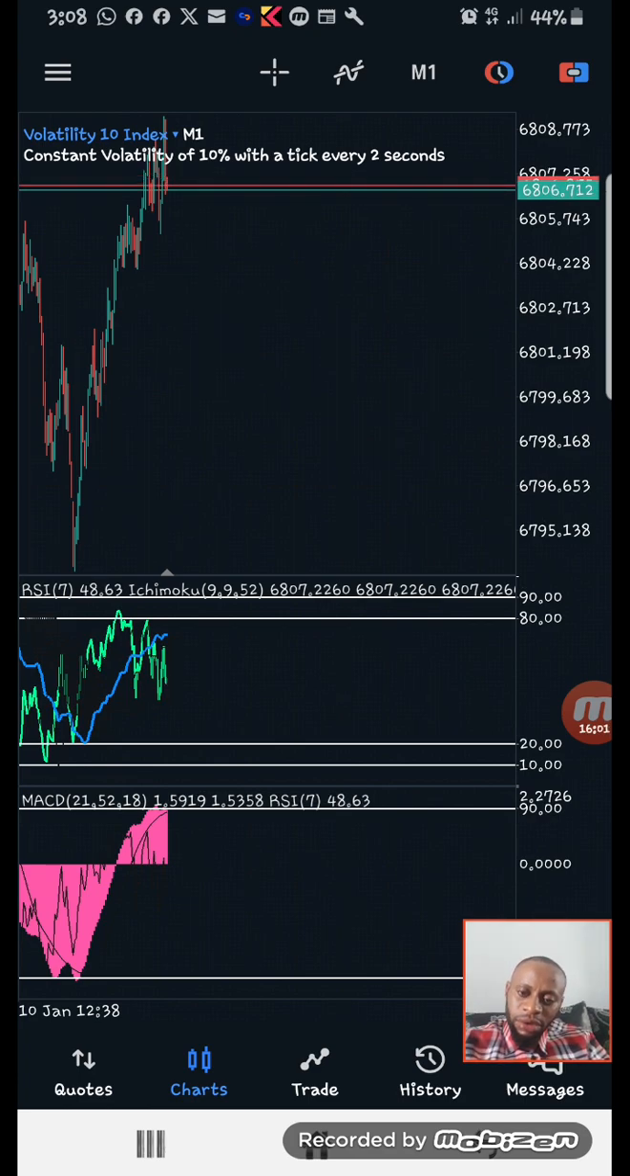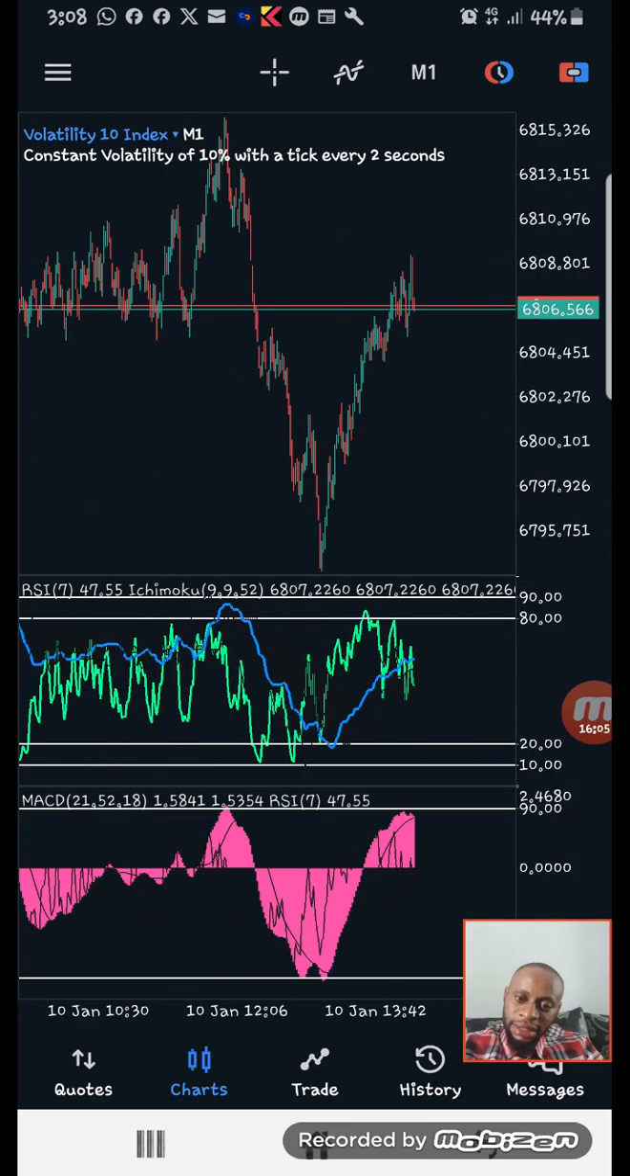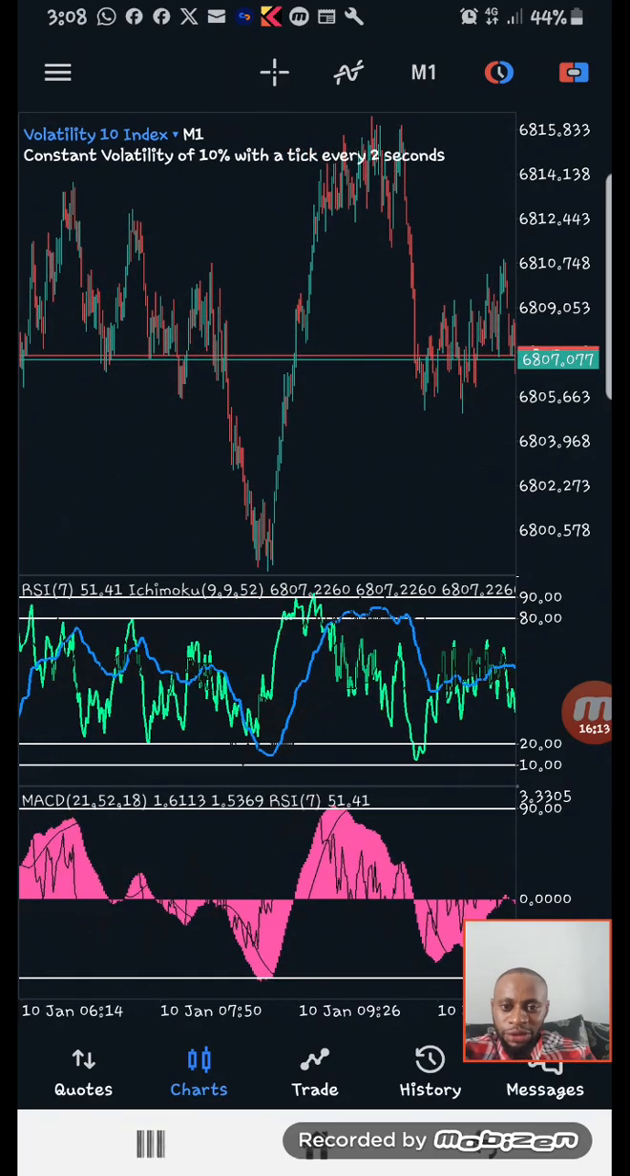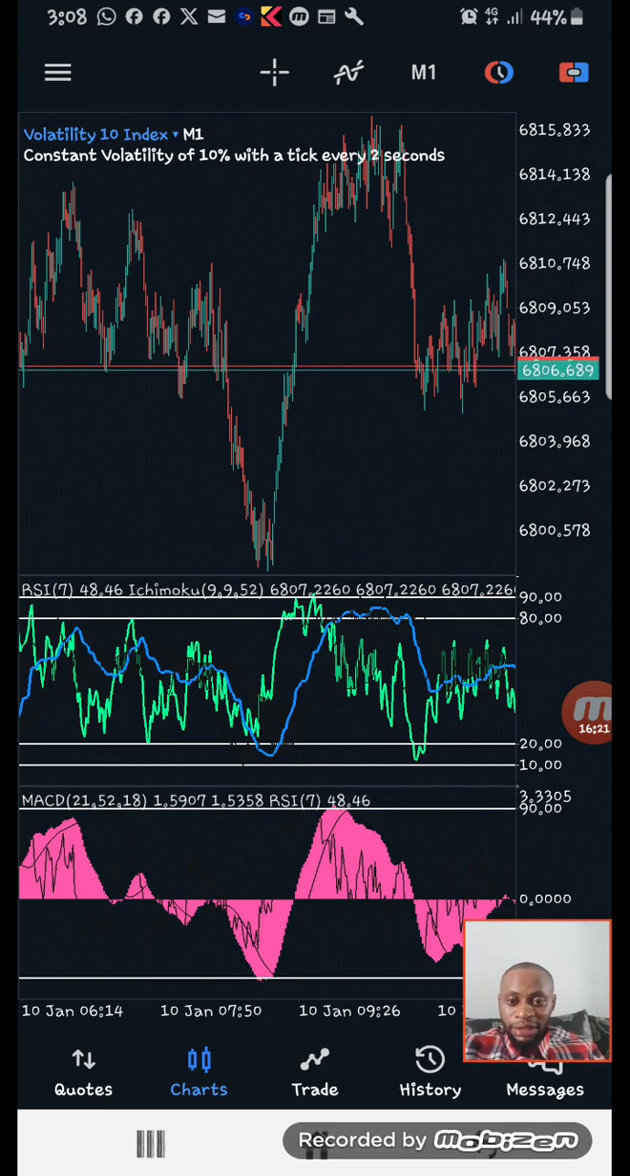If the MACD line is there and the Ichimoku is not in position, but the RSI is in position, you can as well enter the trade. If RSI aligns with you, you can go ahead and enter. If it is Ichimoku that aligns with you with the MACD, you can go ahead and place a trade.